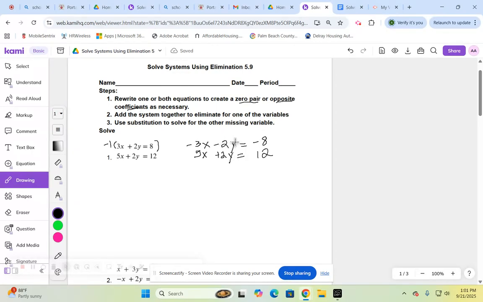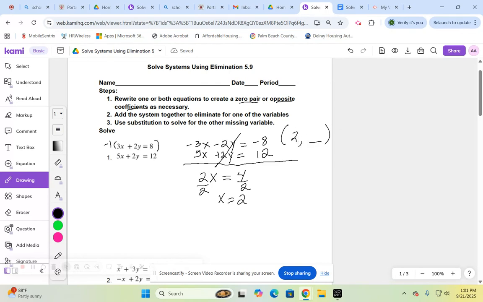Right here, I have -2y plus 2y. Now I can go to step 2, add the systems together to eliminate for one of the variables. So let's add them together. Do you see that minus 2y plus 2y will cancel out? This leaves me with 5x minus 3x. That gives me 2x equals, and 12 minus 8 is 4. Now I can divide both sides by 2 and solve for x. So x is 2. So now I have my answer for x.